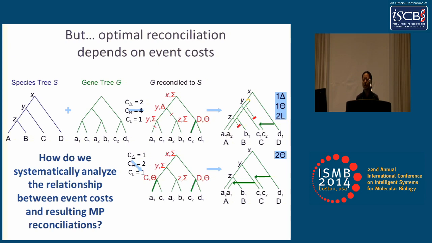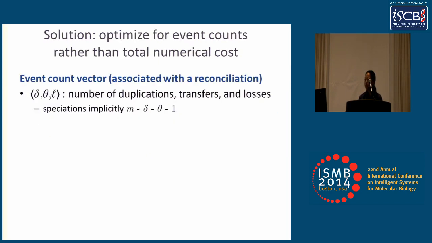So the question is, can we actually systematically analyze the relationship between these event cost assignments and the resulting optimal reconciliations? And the solution I'm going to use is, rather than trying to optimize for this total numerical reconciliation cost, I'm going to actually optimize for the event counts. So here we're going to consider an event count vector associated with each reconciliation. This vector says how many duplications, transfers, and losses I have. And I'm not going to count the speciations, 1, because they are my null event, and 2, because it turns out that if we're given the number of duplications and transfers, the number of speciations is actually implicit.